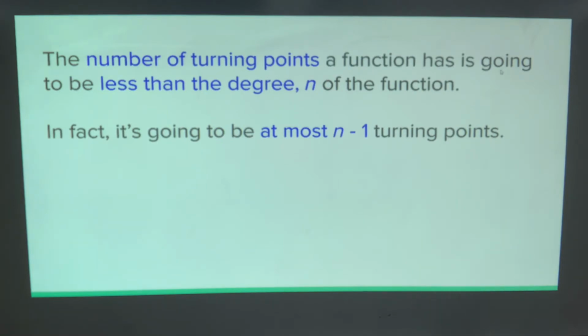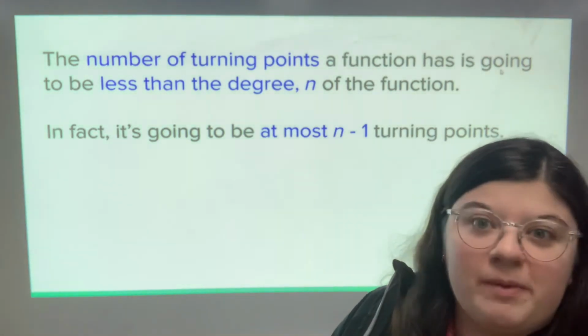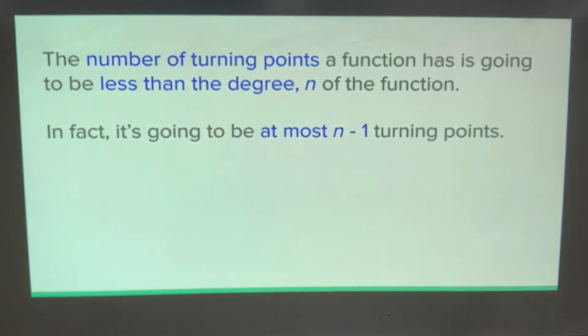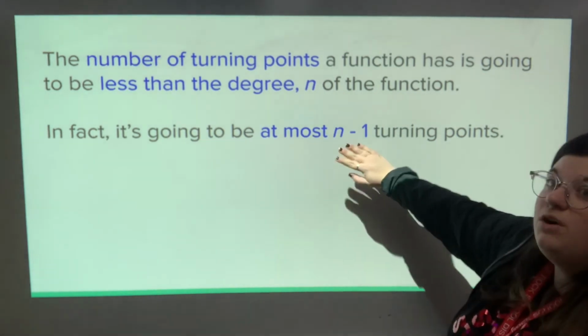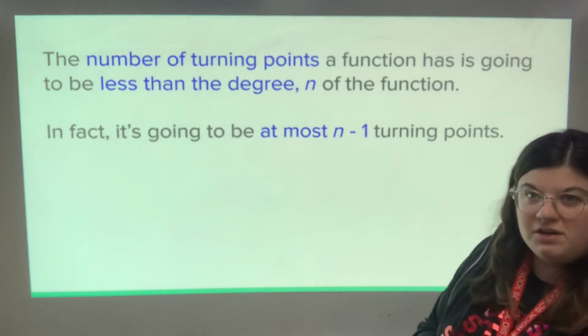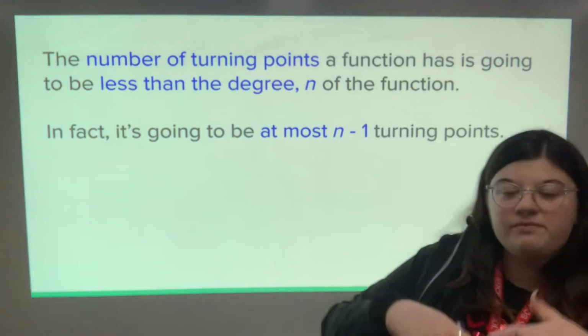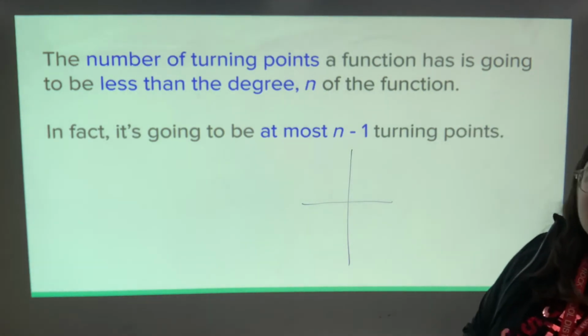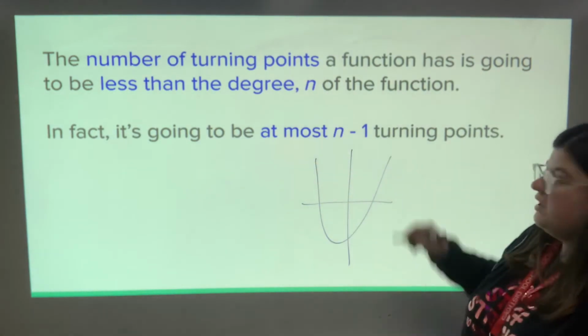Another little fact here. The number of turning points could be maximums, minimums, global maximums, etc., right? The number of turning points in our graph has to be less than the degree. So if your degree is n, you can have at most n minus 1 turning points. So let's say you have a quadratic. I'll sketch it out real quick. Let's say you have a quadratic, maybe it looks something like this.